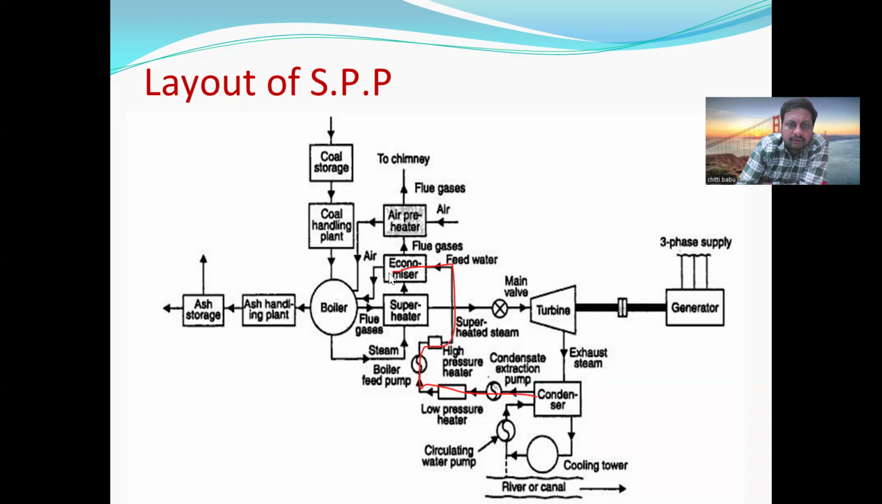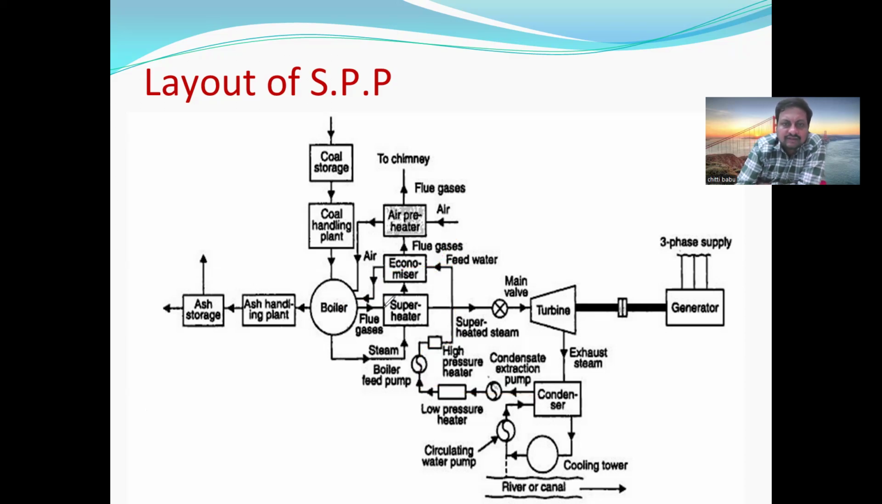What is the purpose of the economizer? It will be heating the water. Just as preheated air is supplied to the boiler, by using the economizer, one of the important accessories of the boiler, the water is preheated. That heated water goes to the boiler. So it will be saving coal. By using these accessories, we save coal.